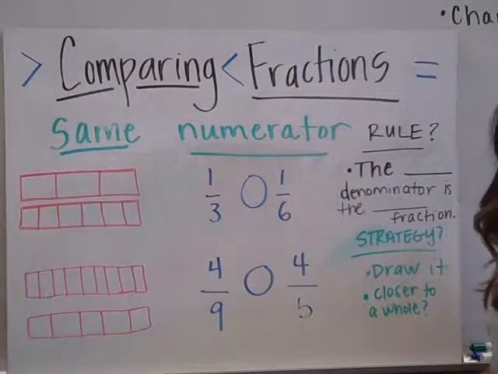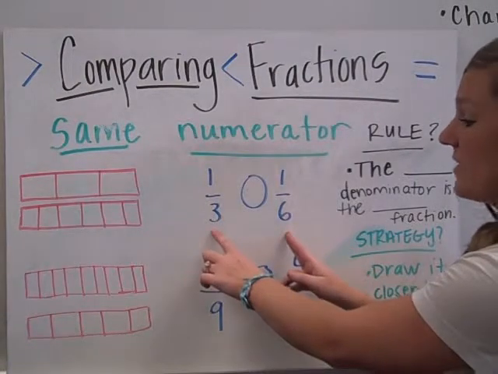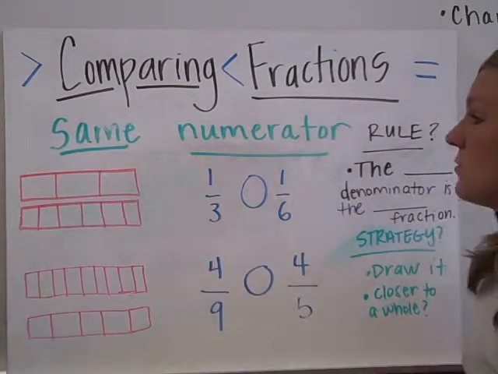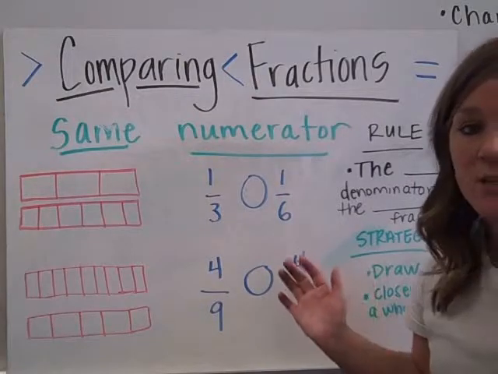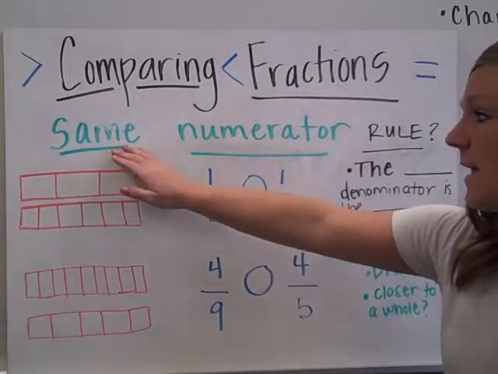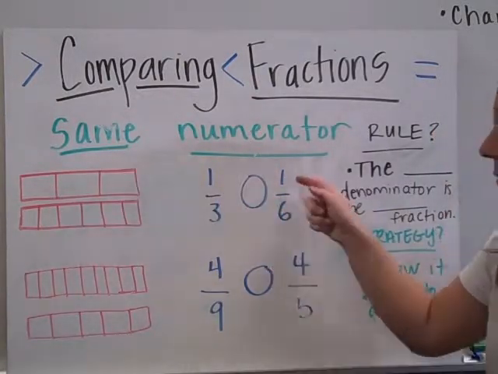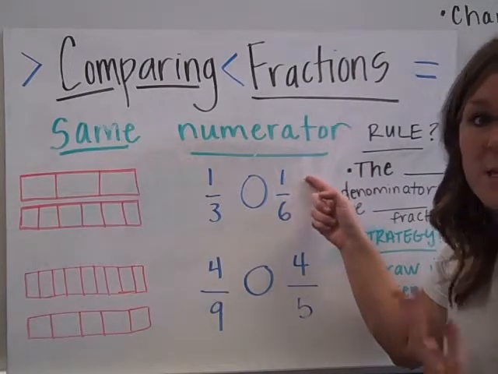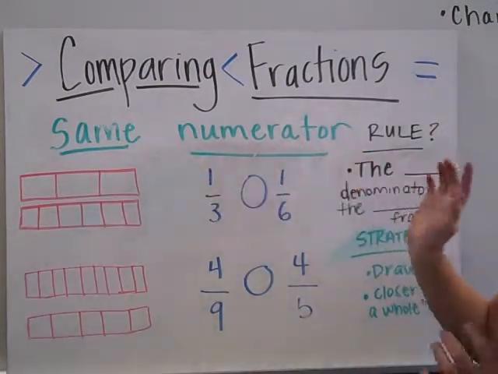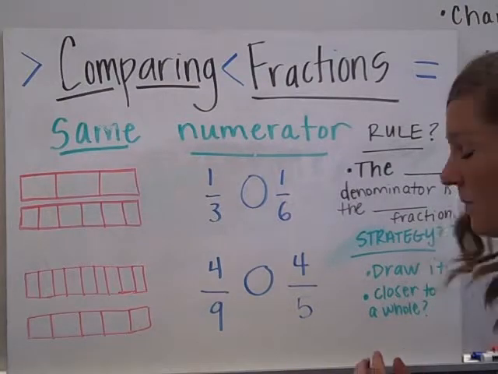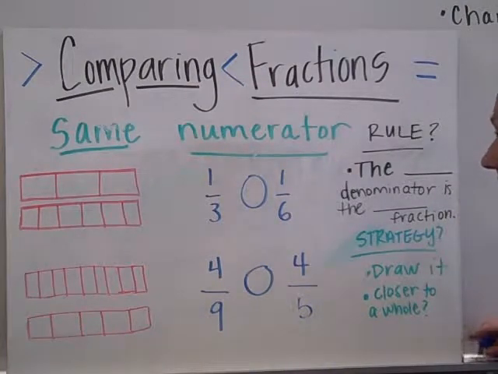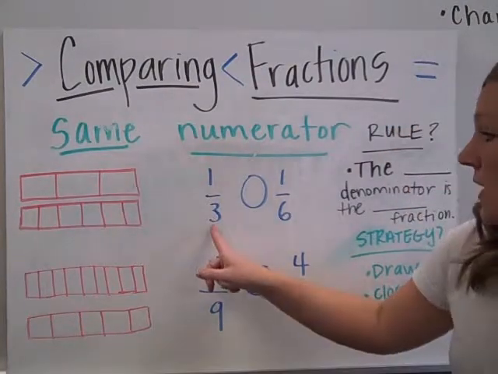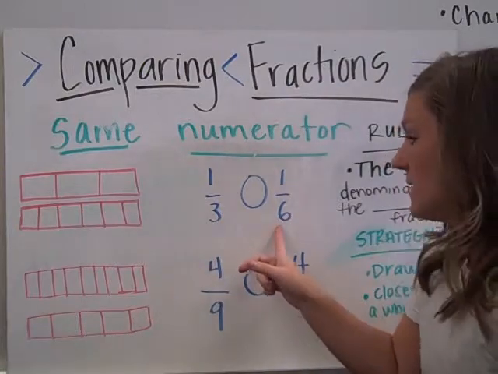The first is you're going to have two fractions given to you that they're going to ask you to compare. The first thing you want to do is see if you have the same numerator, okay? And remember that that's the top number, that's the part. If you have the same numerator, there is a rule, but let's figure it out on our own first. We're going to compare 1/3 and 1/6.